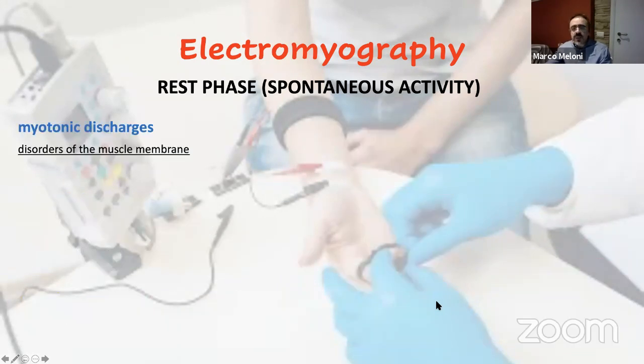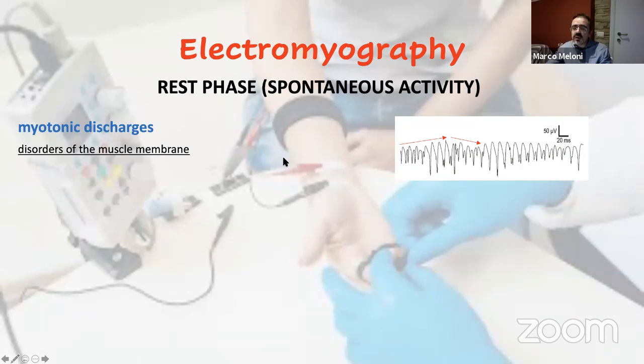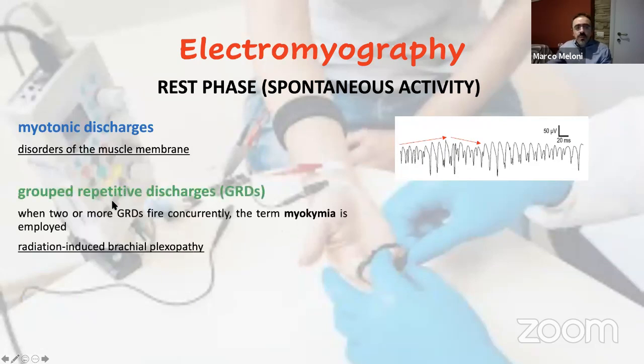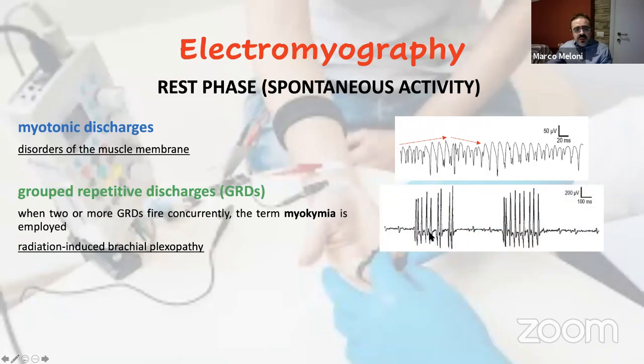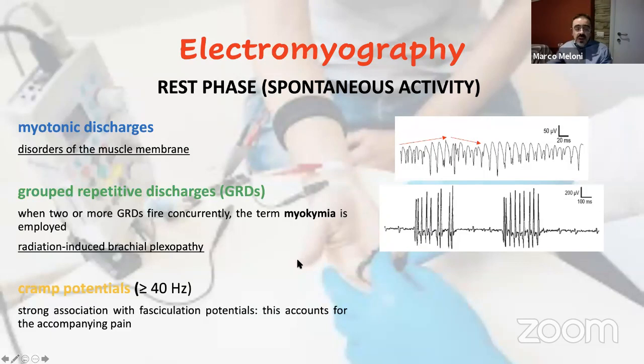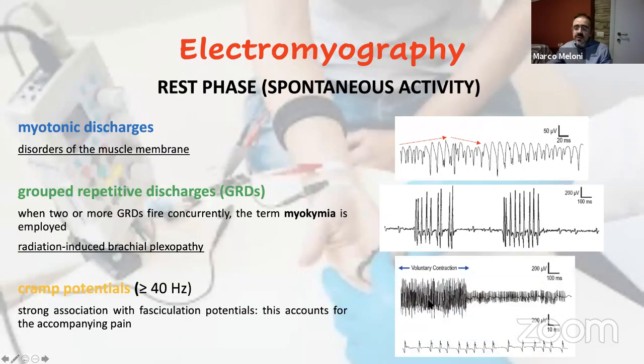Other aspects of spontaneous activity are the myotonic discharges, usually caused by disorders of the muscle membrane, so not a common finding for the peripheral neurosurgeon. And they have this aspect with an increasing and decreasing potential. Group repetitive discharges are like this, and when they group, they are also called myokymia, usually found in radiation-induced brachial plexopathy. Cramp potentials are strongly associated with fasciculation potentials. In this case, it's very important to ask the patient if he has pain, because they have this aspect.